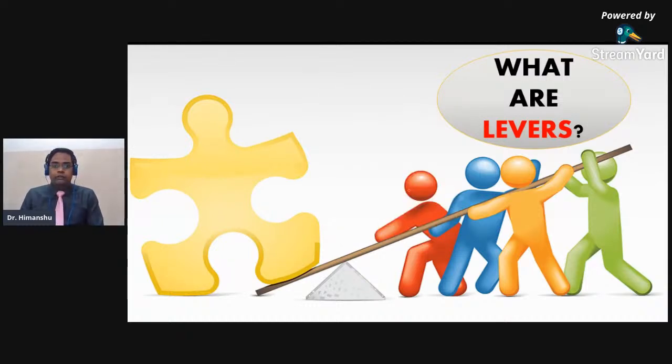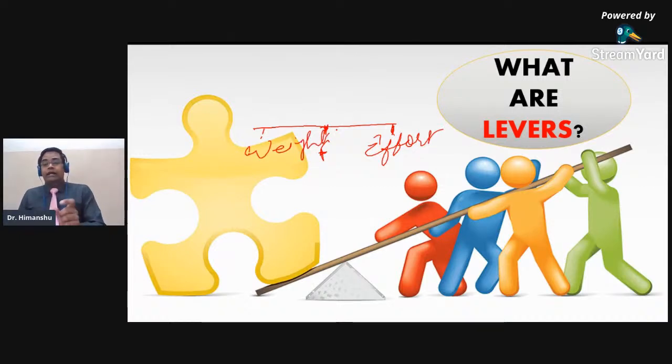Suppose this is a small line, and the point which is pivoted somewhere is your fulcrum. At one side you have effort, and on the other side you have weight. Now, if I talk about the constitutional definition of the lever, the lever is a rigid bar which is pivoted at one point and has a capability of movement.